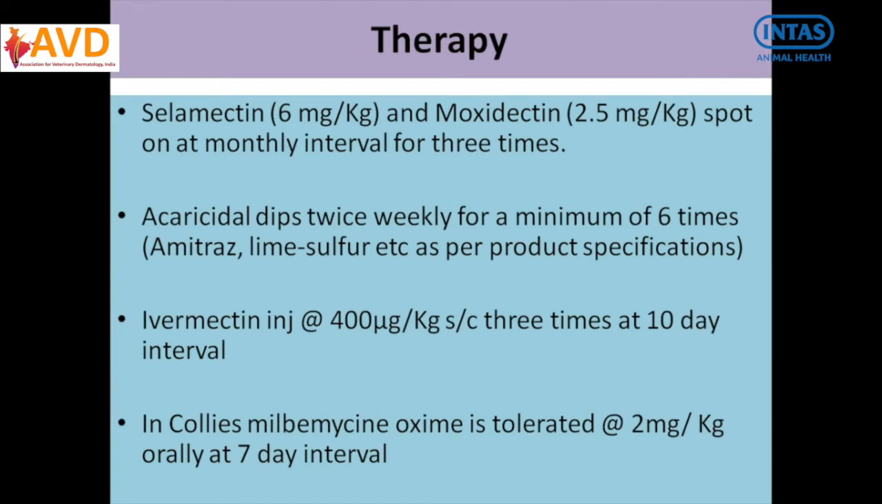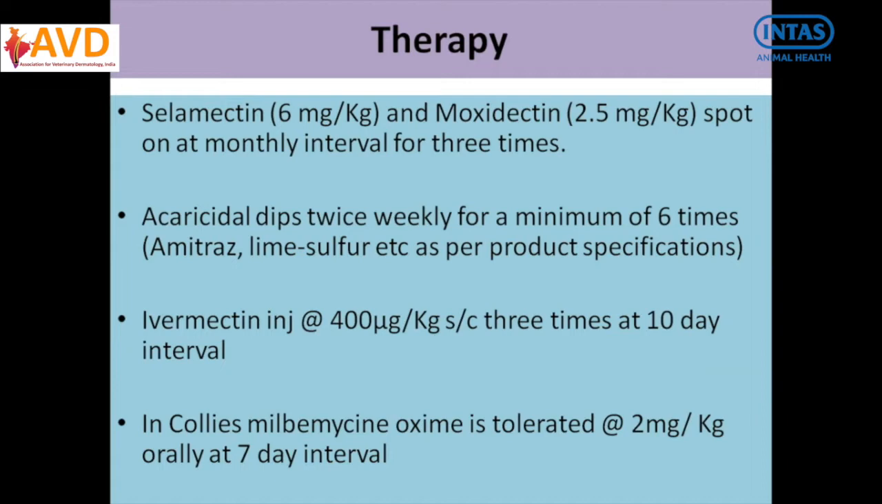In the therapy, selamectin is the ideal compound nowadays. You can use it at 6 mg per kg dose rate. Moxidectin can also be tried at 2.5 mg per kg spot-ons at monthly interval for 3 times. You can use it at monthly intervals.